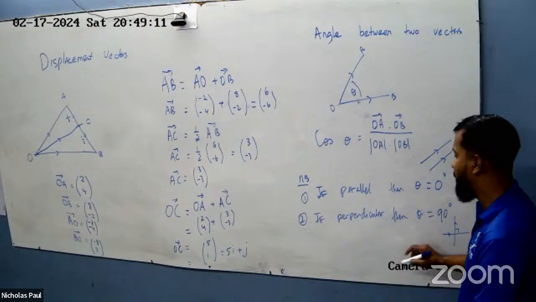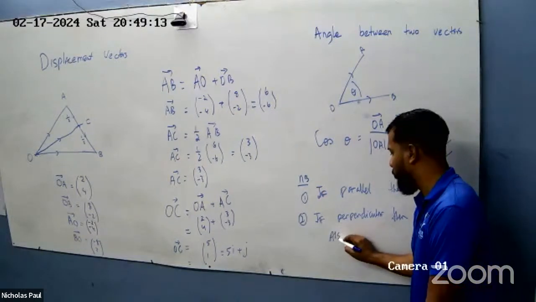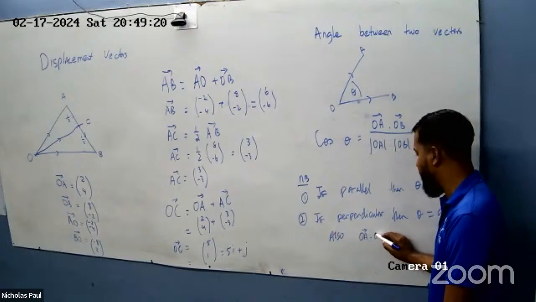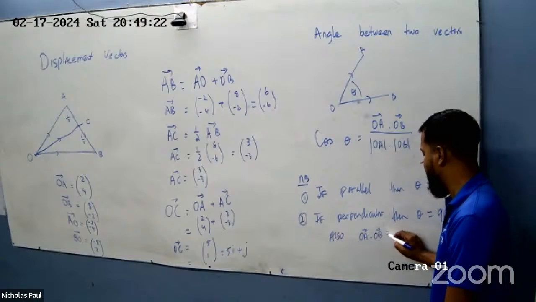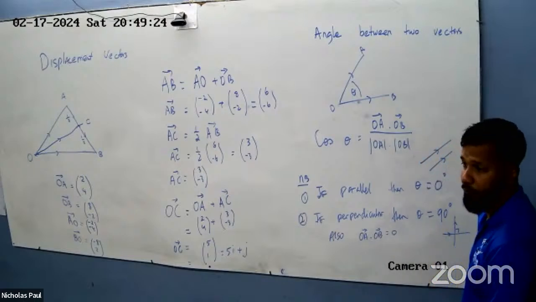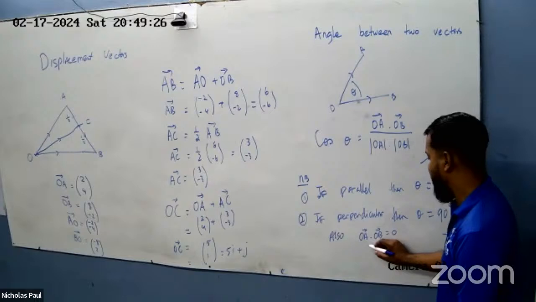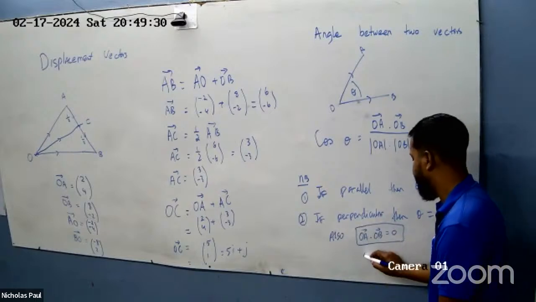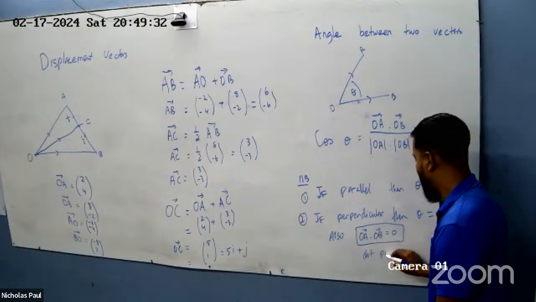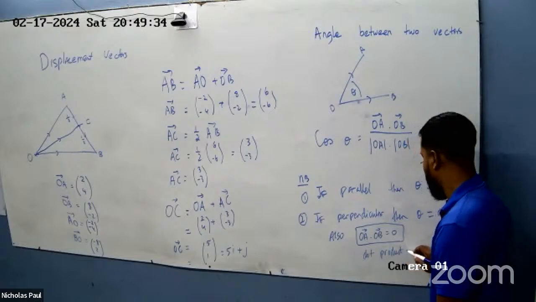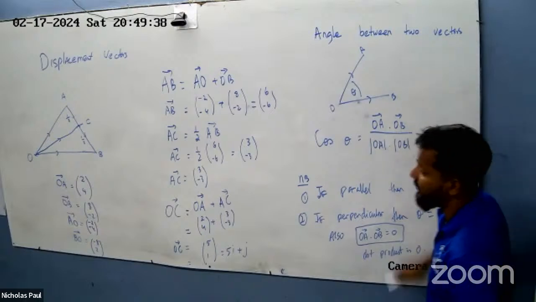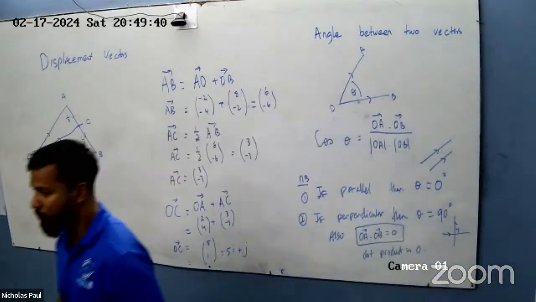And if they're perpendicular, there's also a rule that you can use. Whenever you multiply OA by OB, you get 0. That's a rule. So you can learn this: if they are perpendicular, the dot product is 0. Okay? Copy this down and let's do an example.